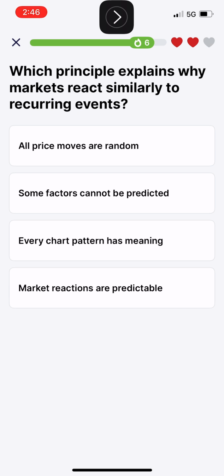Six. Which principle explains why markets react similarly to recurring events? All price moves are random. Some factors cannot be predicted. Every chart pattern has meaning. Market reactions are predictable.